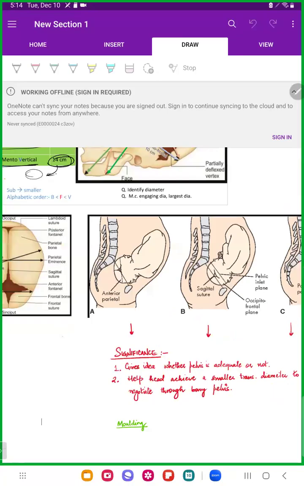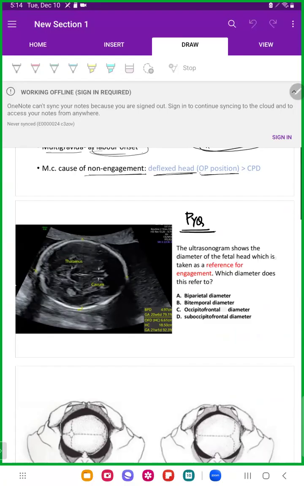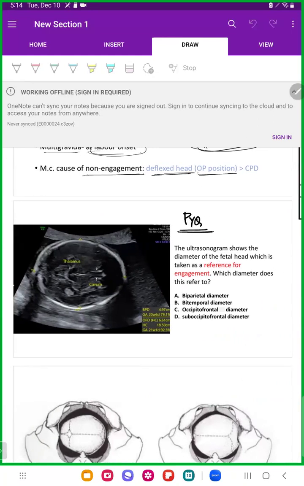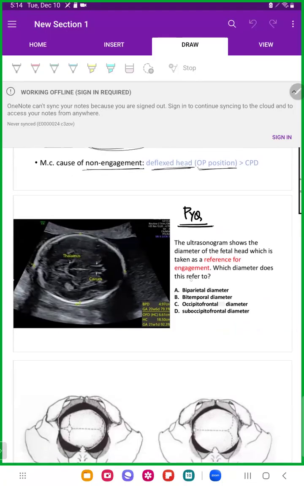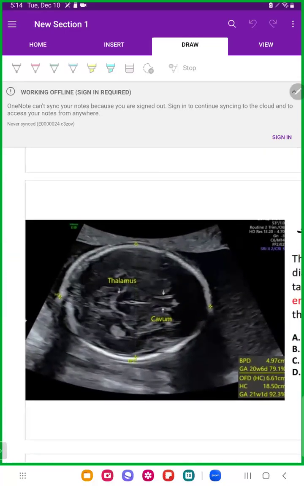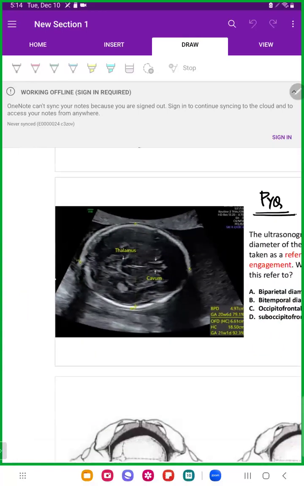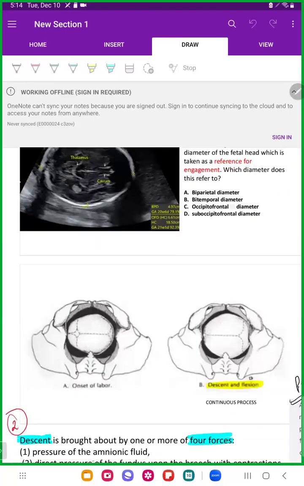So again, coming to a previous year question, this is an ultrasound image which shows the diameter of the fetal head, which is taken as reference for engagement. Which diameter does it refer to? Without even looking at the image, we can see they have written the keyword reference for engagement, and we know the engaging diameter is always the biparietal diameter. So our answer is option A, biparietal diameter. In case you want to know, this biparietal diameter is taken at the level of the thalamus, which is the transthalamic level. Okay. So engagement has occurred.